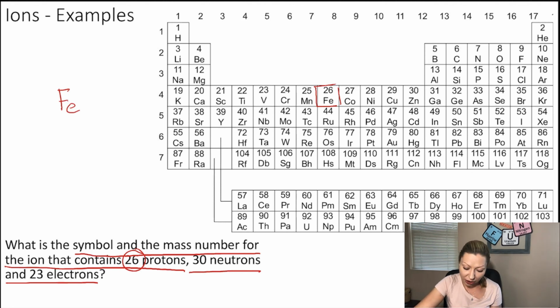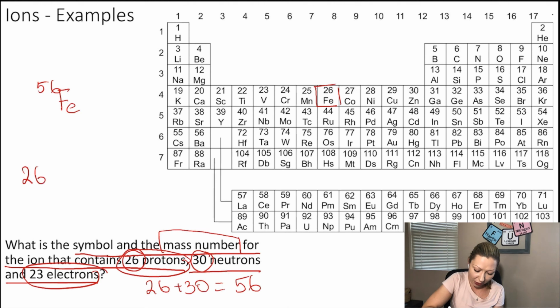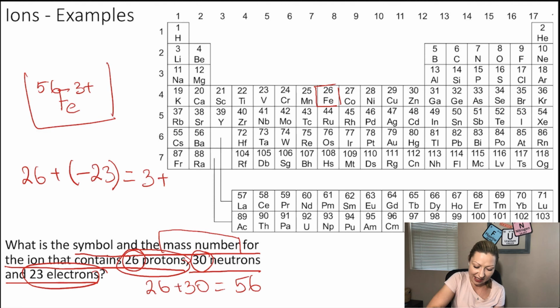Okay, in order to calculate the mass number, I have to add the number of protons to the number of neutrons. So 26 plus 30 will give me 56. That is going to be my mass number. And in order to calculate the charge, I have to see the number of protons and the number of electrons. So I have 26 protons and minus 23 electrons. So that is going to give me a charge of 3 plus. And this is my final answer.